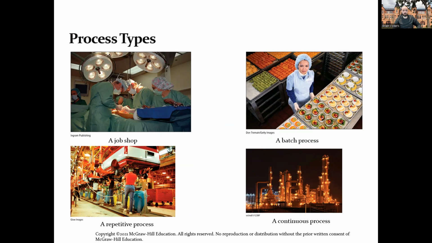Batch process, you're making a batch of a dozen of these desserts at a time. Repetitive process, this is an automobile manufacturer going through the assembly line. Continuous process, you've got a picture of an oil refinery there. So some examples to lean on if you're asked, what would this most closely match? Might help you to identify that.